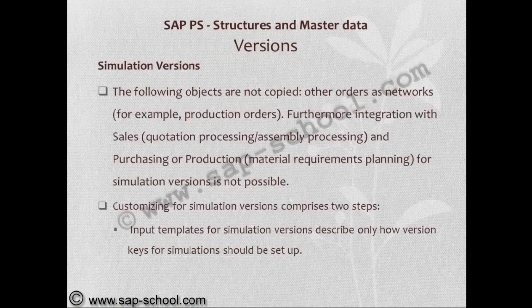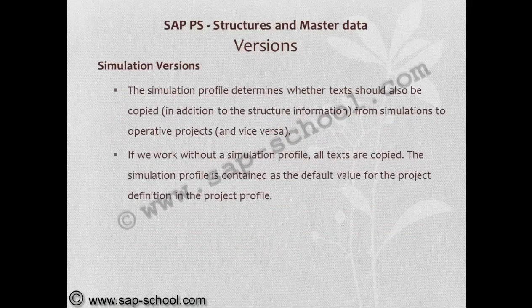The following objects are not copied. Other orders as networks, for example, production orders, plant maintenance orders. Furthermore, integration with sales like quotation processing, assembly processing, and purchasing or production for simulation versions is not possible. Customizing for simulation versions comprises two steps. Input templates for simulation versions describe only how version keys for simulation should be set up. The simulation profile determines whether text should also be copied in addition to the structure information from simulation to operative projects and vice versa.